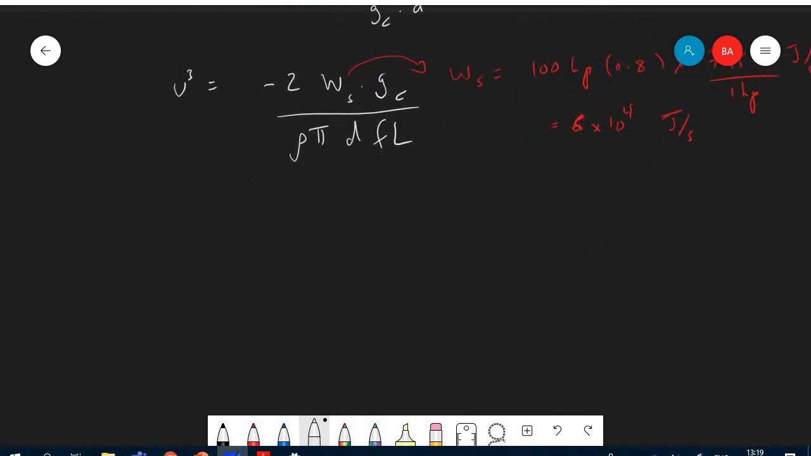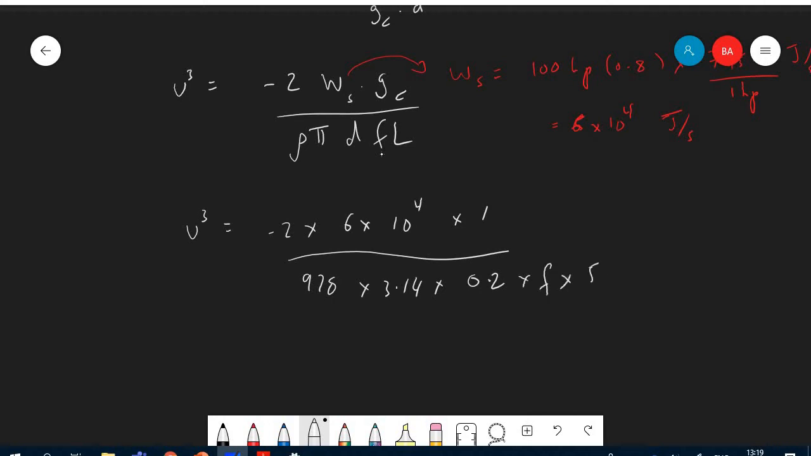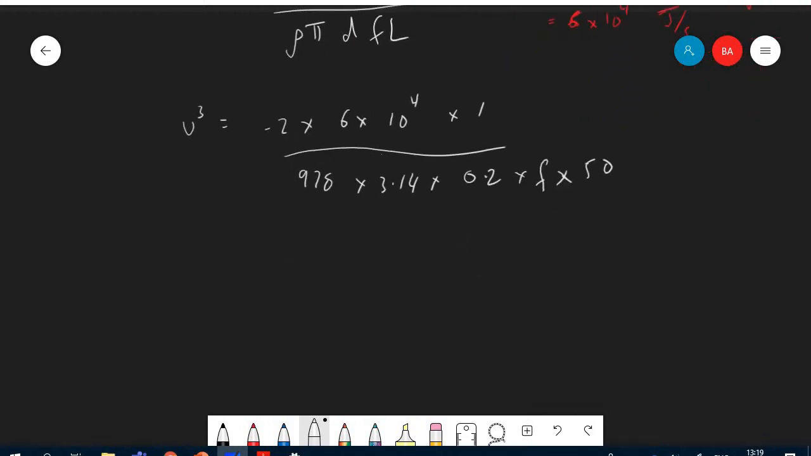So what you need to do here, if you substitute everything, all the other values here, u cube is going to be equal to, should I show you the whole terms? Well, let me do that, that's fine. Into gc, which is, okay, SI units, so that will be 1 divided by rho 928 into pi 3.14 into d, which is 0.2 meters, into the f term, which I don't know, f, which is 50. So this u cube is going to be equal to 4.095 over f.